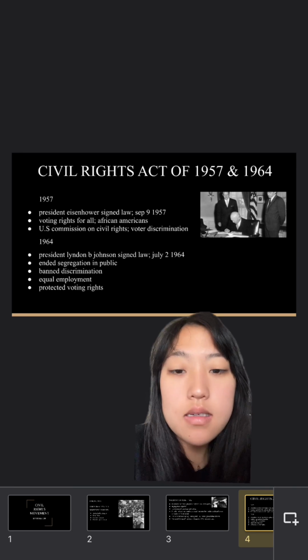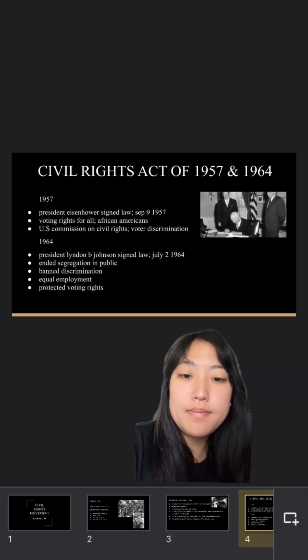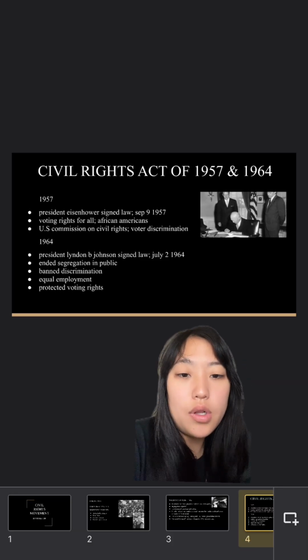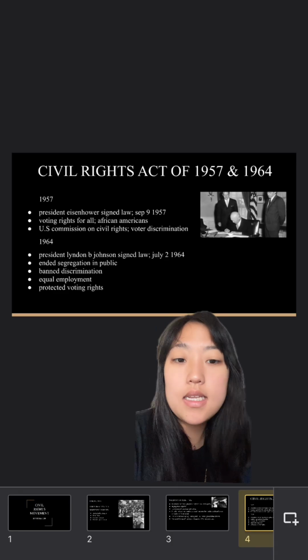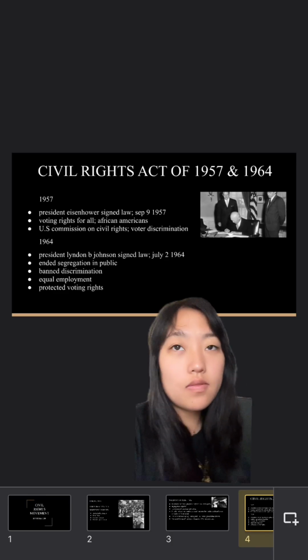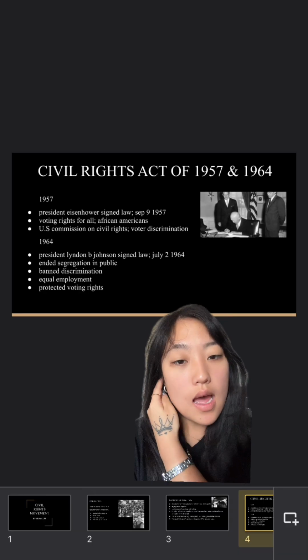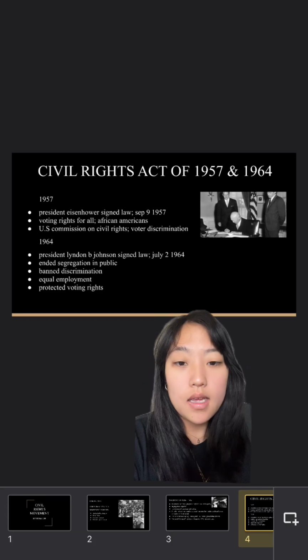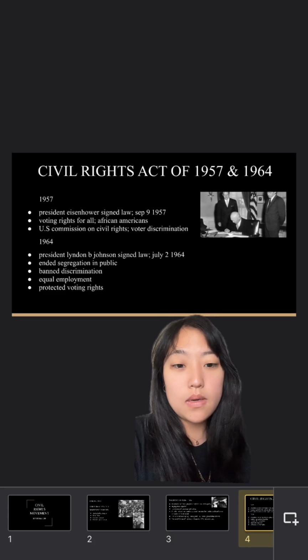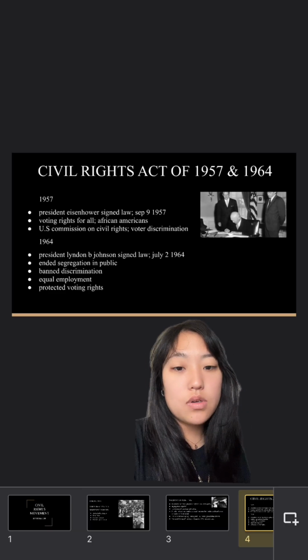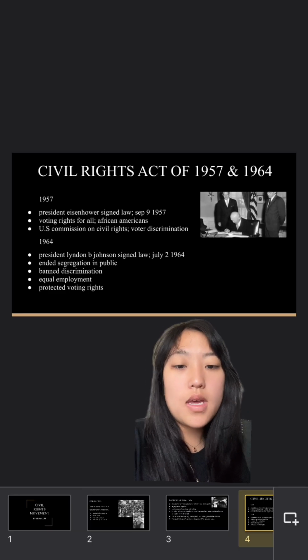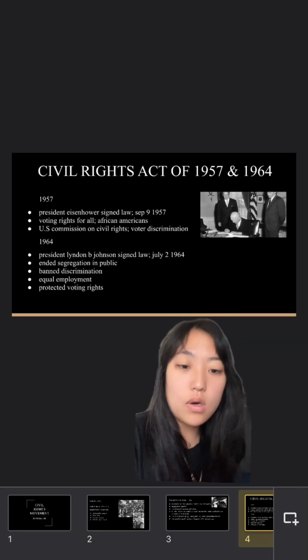And then in 1964, President Lyndon Johnson signed the law on July 2nd, 1964. It was a bit broader than the act in 1957, and this finally ended segregation in public places, banned discrimination in employment, and protected voting rights for all.